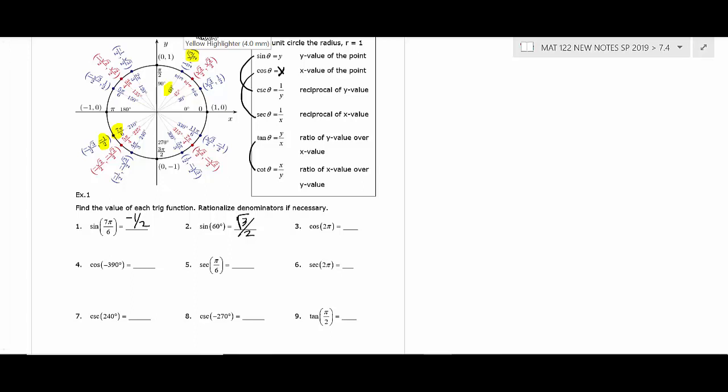Okay, now we want to move to the cosine. So the cosine of 2 pi. 2 pi is 1 lap around the circle. All right, the cosine is the x value. Therefore, the cosine of 2 pi would be 1.